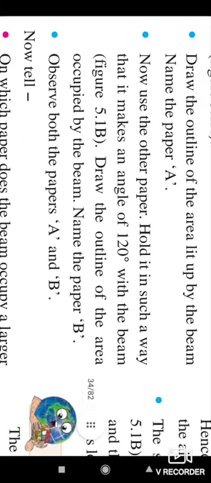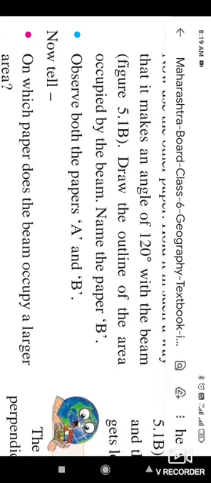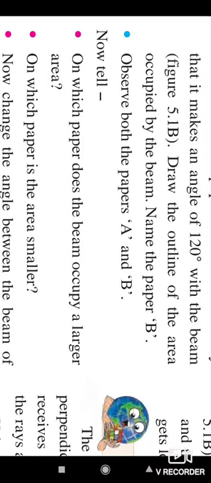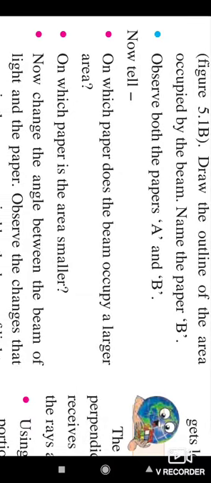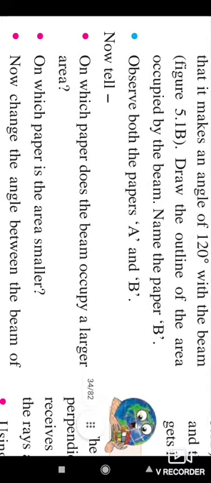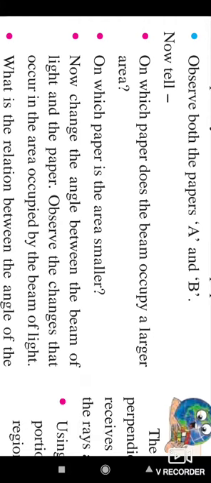So it is in figure 5.1b. Draw an outline of the area occupied by the beam. Name the paper B. Observe both papers A and B. Now tell us, on which paper does the beam occupy a larger area? So here the answer is paper B. On paper B, which has a 120 degree slanting paper to the light beam, the light covers a larger area than that of a perpendicular light.